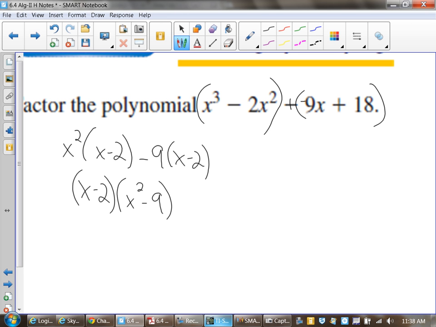Remember, I'm factoring. Can I factor any further? Yes. Is this a perfect square? Oh yeah. Is that a subtraction symbol? So what is that factored out? X plus 3, x minus 3.